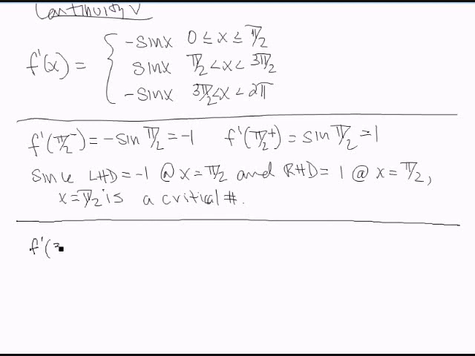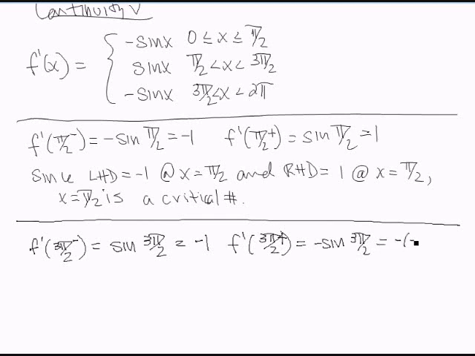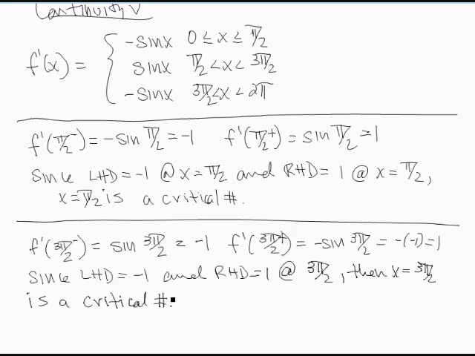Let's now look at 3 pi over 2. So f prime of 3 pi over 2 from the left-hand side is going to be equal to the sine of 3 pi over 2, because that's this middle piece here, and that's equal to negative 1. And f prime of 3 pi over 2 on the right-hand side is going to be negative sine of 3 pi over 2, and that's going to be equal to negative negative 1, which is equal to 1. So we have the same argument here: the left-hand derivative is negative 1, the right-hand derivative is 1 at 3 pi over 2, then 3 pi over 2 is a critical number.